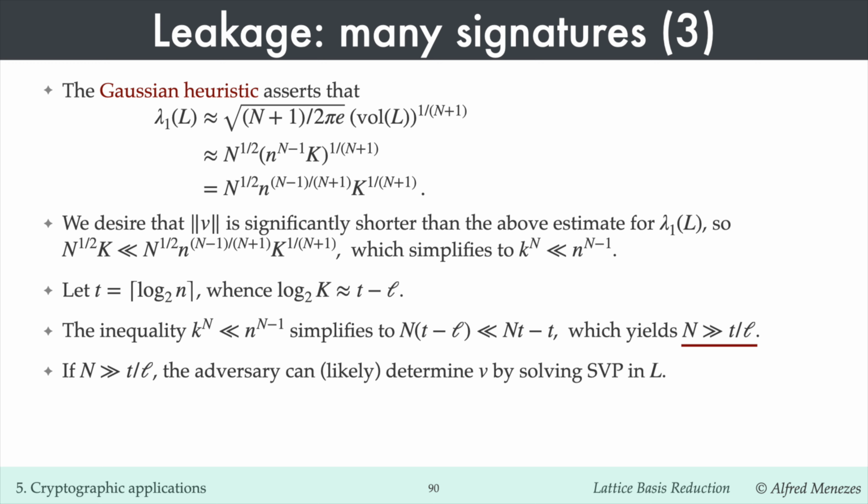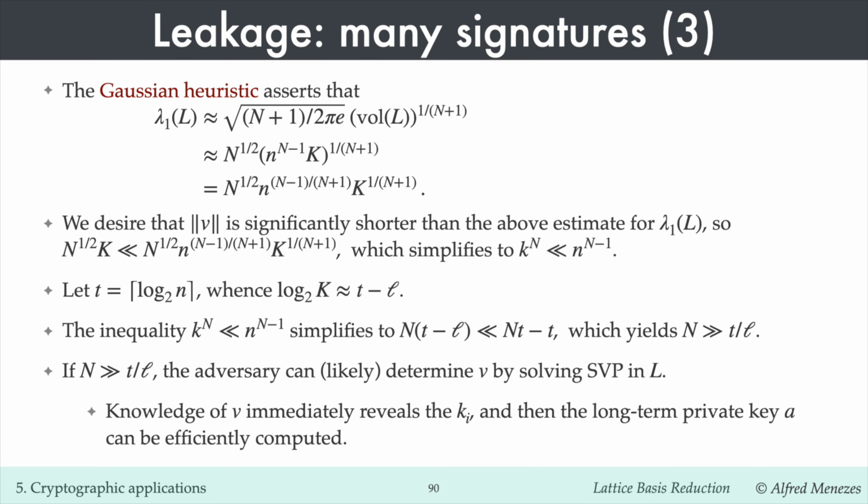This can be accomplished by using LLL to find a short basis for the lattice. One can hope that one of the basis vectors is v, or its negative, i.e. a vector with k as its last component. If such a vector is indeed in the basis, then the adversary has learned the ki. They can then immediately compute the long-term private key A from the signing equation.